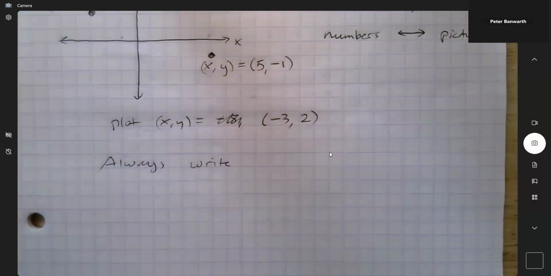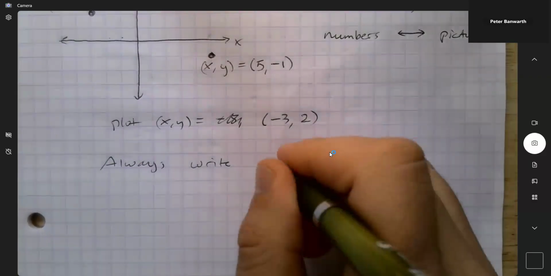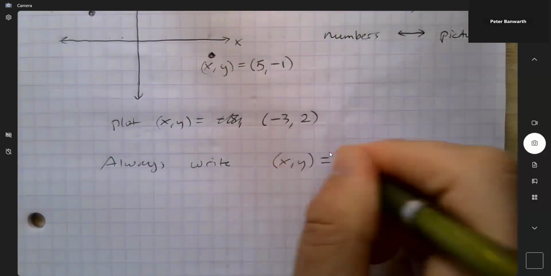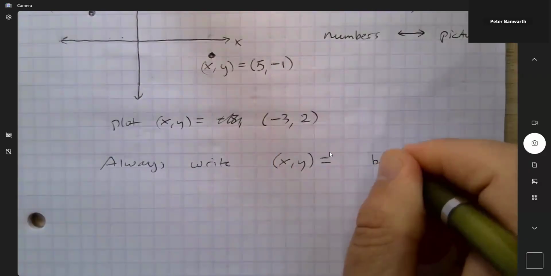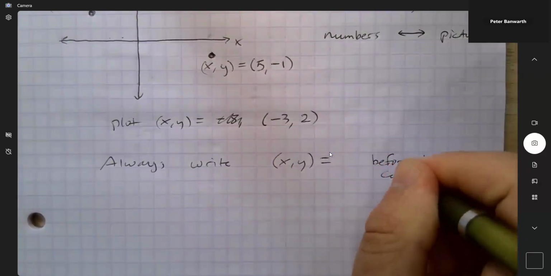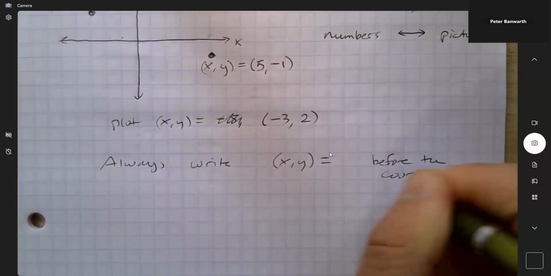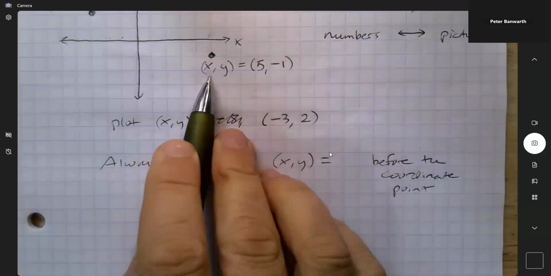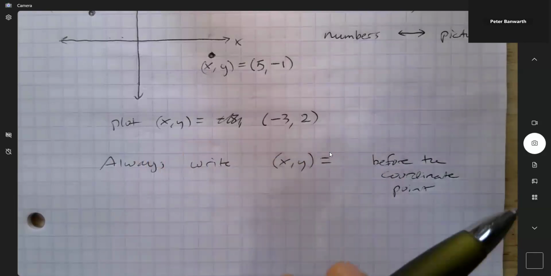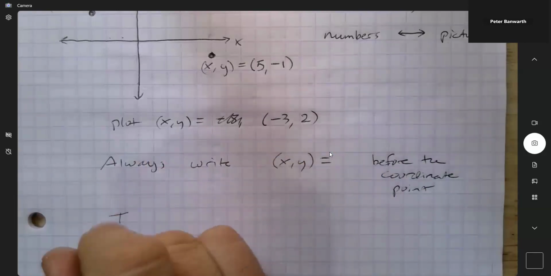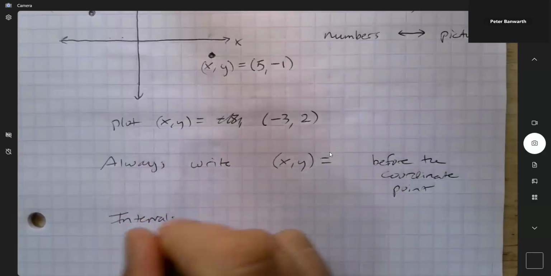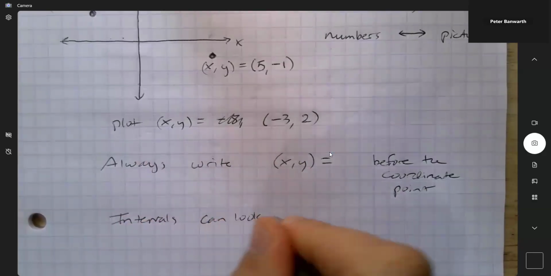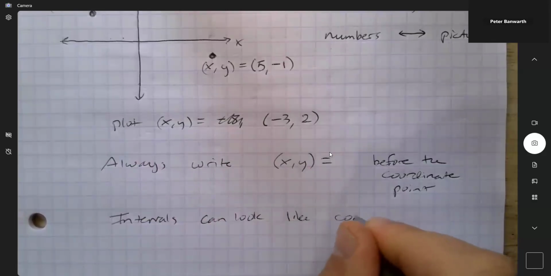This is mentioned in the textbook, but I want to say it again. Always write XY equals before the coordinate point. Maybe not on your graph every time because it's pretty much implied, but maybe you should actually, at least for now, because intervals can look like coordinate points.